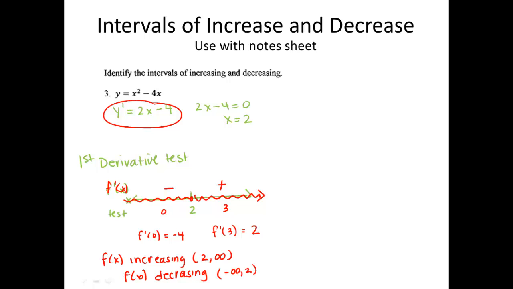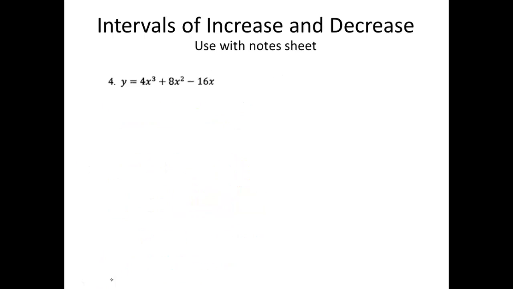Okay, now 2 is the border between those two because that is when the slope is equal to 0. If you were to test f prime of 2, we would get 0. Let's try another one together.